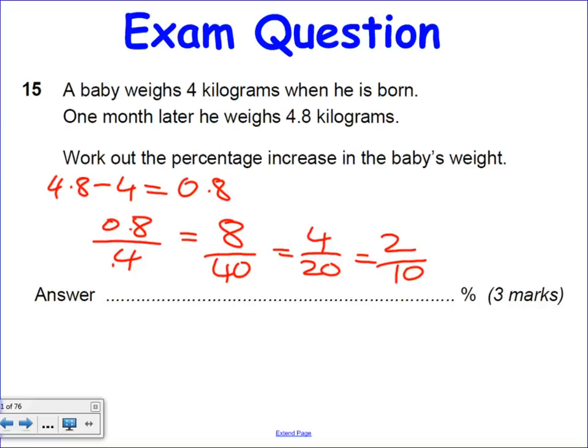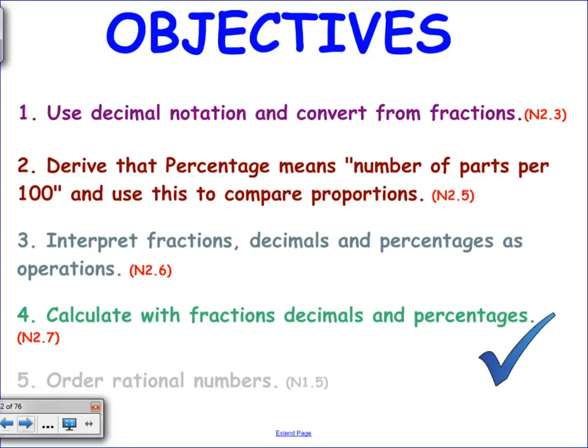2 over 10 is 0.2. That's another way of doing it. That's calculating with fractions, decimals and percentages.